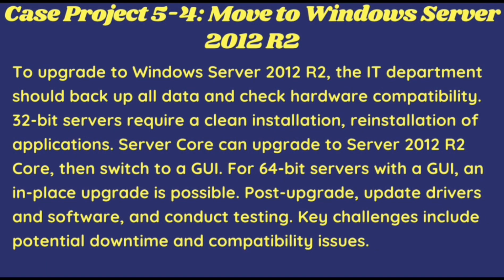Move to Windows Server 2012 R2. To upgrade to Windows Server 2012 R2, the IT department should back up all data and check hardware compatibility. A 32-bit server requires a clean installation and reinstallation of applications. Server Core can upgrade to Server 2012 R2 Core, then switch to a GUI. For a 64-bit server with a GUI, an in-place upgrade is possible. Post-upgrade, update drivers and software and conduct testing. Key challenges include potential downtime and compatibility issues.